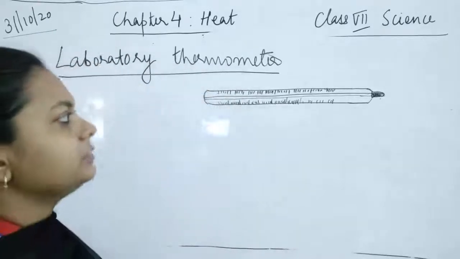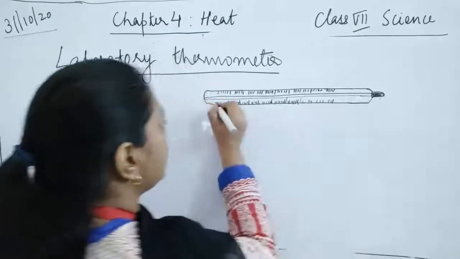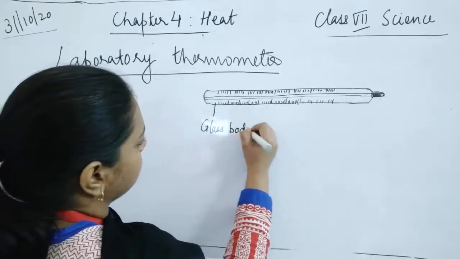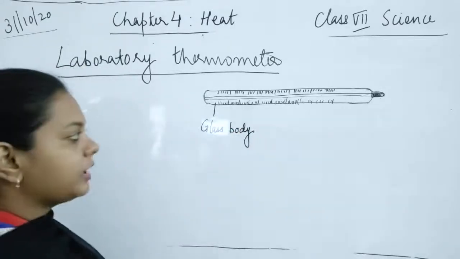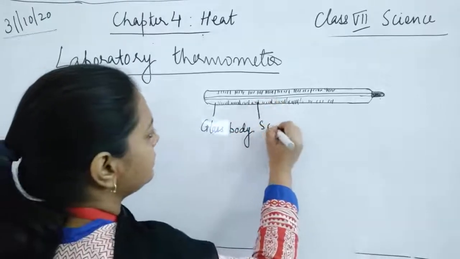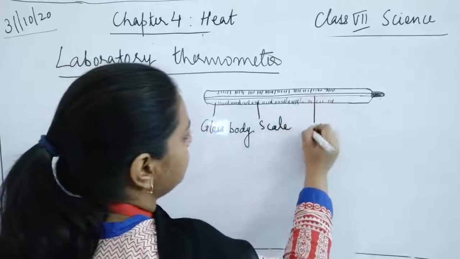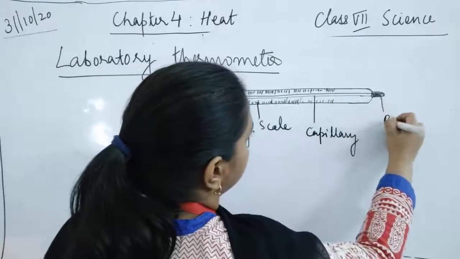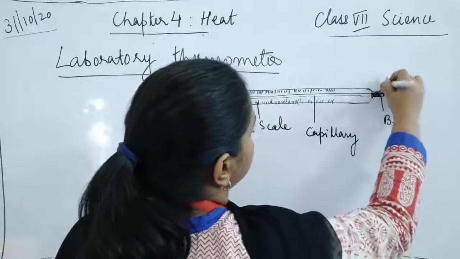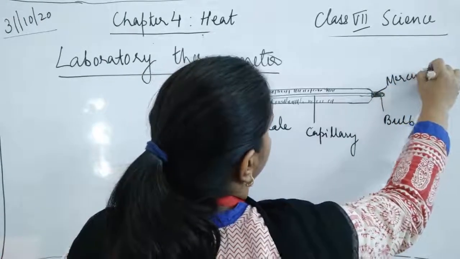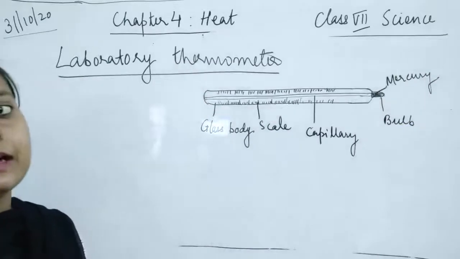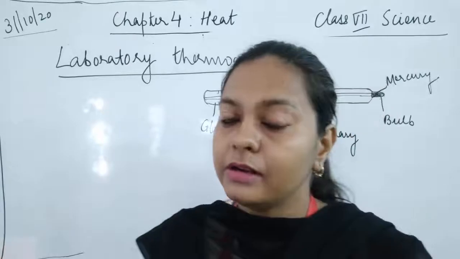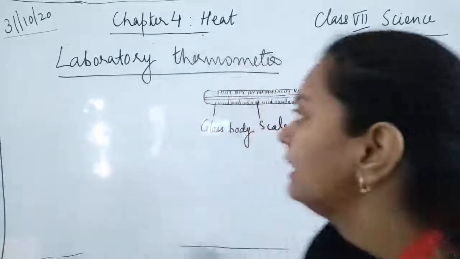So I'll just write down some of the parts. This is the glass body. Then this is the scale. This is the capillary. This is the bulb. This is the mercury. So all these things are present. They were present in the clinical thermometer. But children, what is the difference between the clinical and the laboratory thermometer?